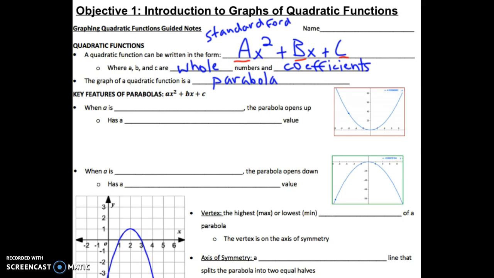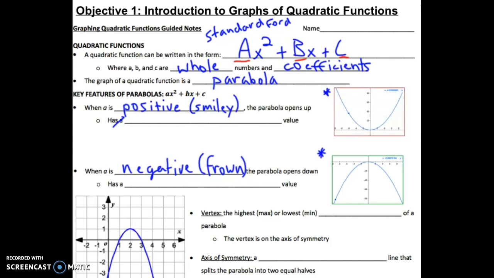When a is positive, so when the first number listed in your quadratic function is positive, it opens up. It looks like a smiley face. Here's an example of a quadratic function that is positive. Smiley. When a is negative, it has a frown. Here's an example of a negative parabola.